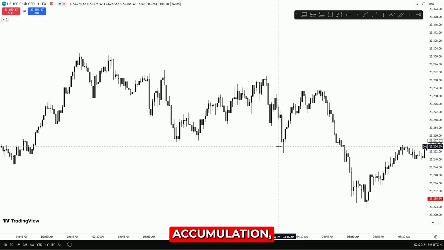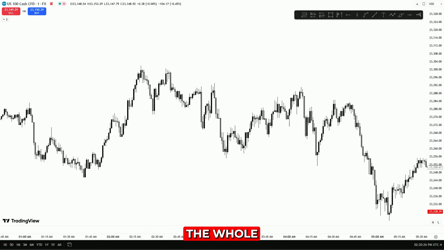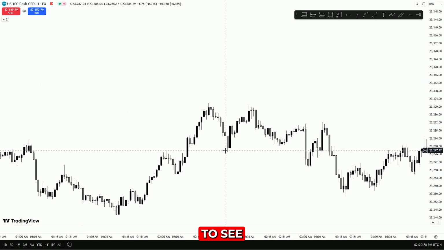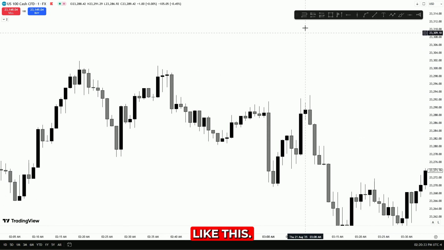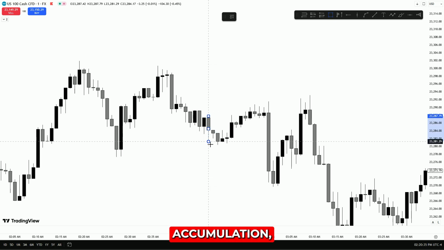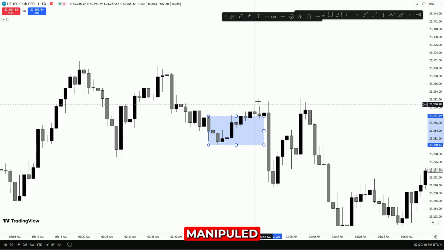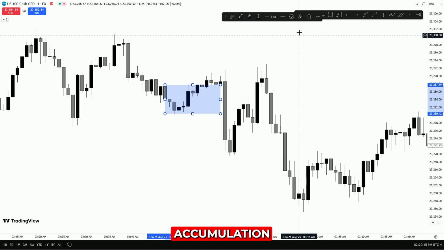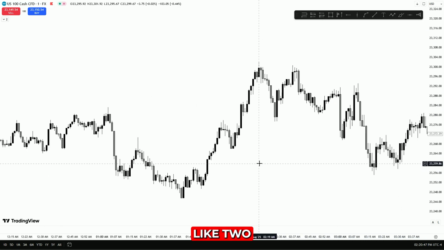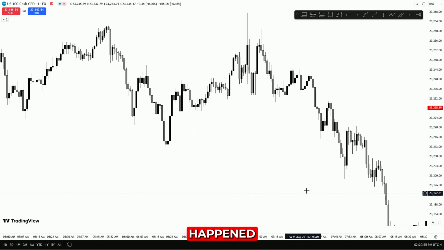Again, we got the accumulation, manipulation, distribution over here as well. Now sometimes you're gonna see the whole chart doing accumulation, but sometimes what you're gonna see is something like this. So now this is a small area of accumulation. This is the high, this is the low. All right, the market manipulated over here. We got the downside move. Sometimes you're just gonna see accumulation between some 2-3 candles, and the third candle will be a manipulation candle. That's what mostly happens in the 9:30 open.